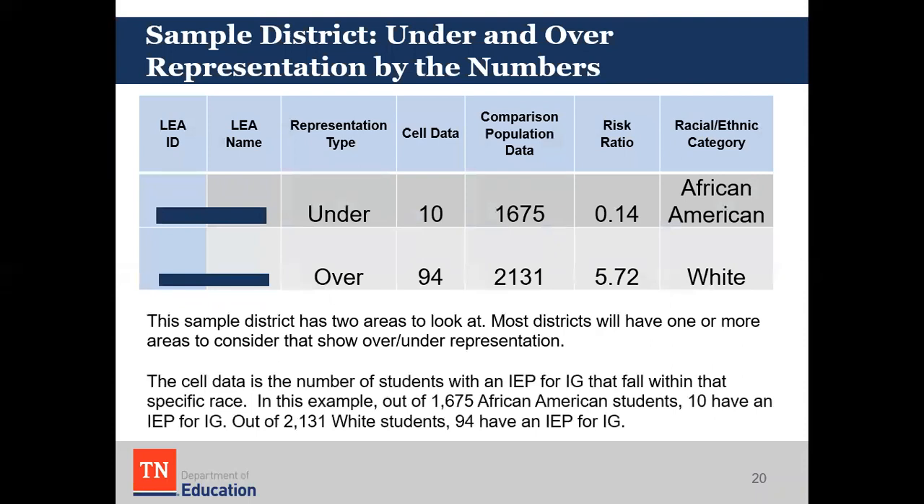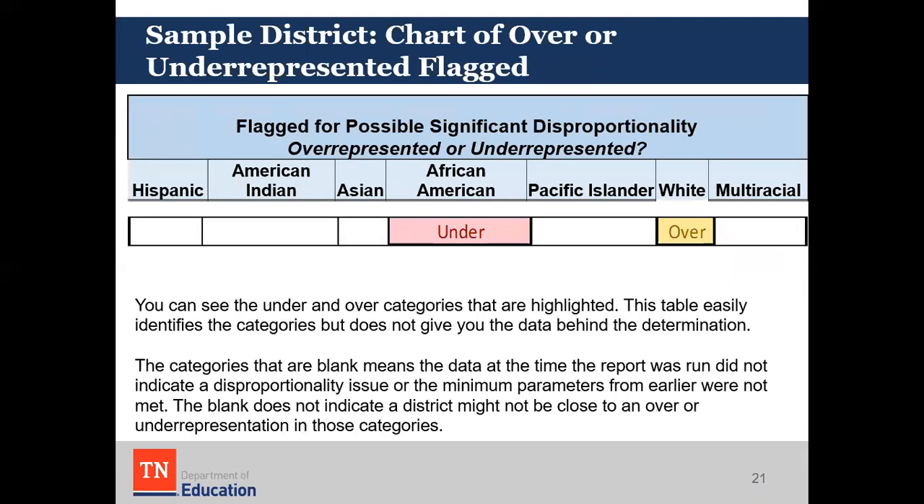The cell data is the number of students with an IEP for intellectual giftedness that fall within that specific race. In this example, out of 1,675 African American students, 10 have an IEP for intellectual giftedness, and out of 2,131 white students, 94 have an IEP for intellectual giftedness, and you can see their risk ratios listed.